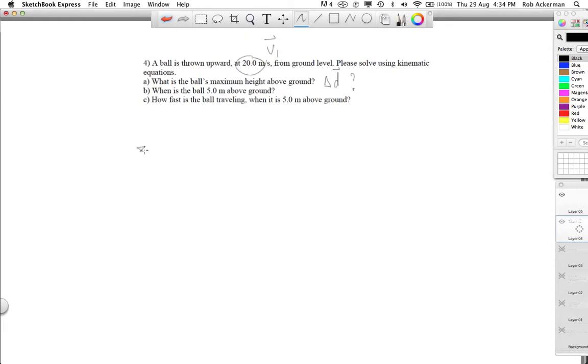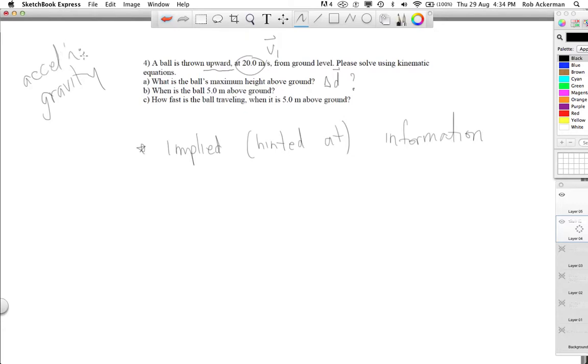This question incorporates what's called implied or hinted at information. What information is hinted at? Well, you're throwing a ball upward. That means that gravity is influencing its motion. In fact, the acceleration rate will be due to gravity. Do you remember what the acceleration rate is due to gravity? How many meters per second squared is it in the downward direction? Well, there's a hint. That gives you the acceleration. You actually know it. It's implied by the nature of the problem.